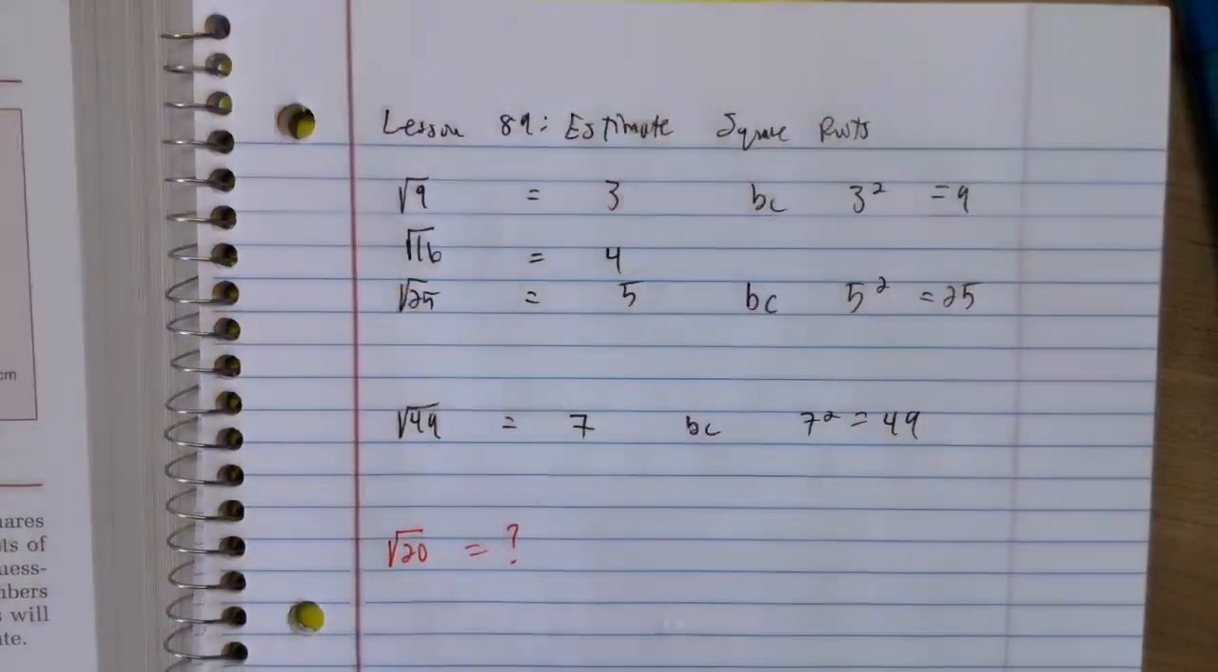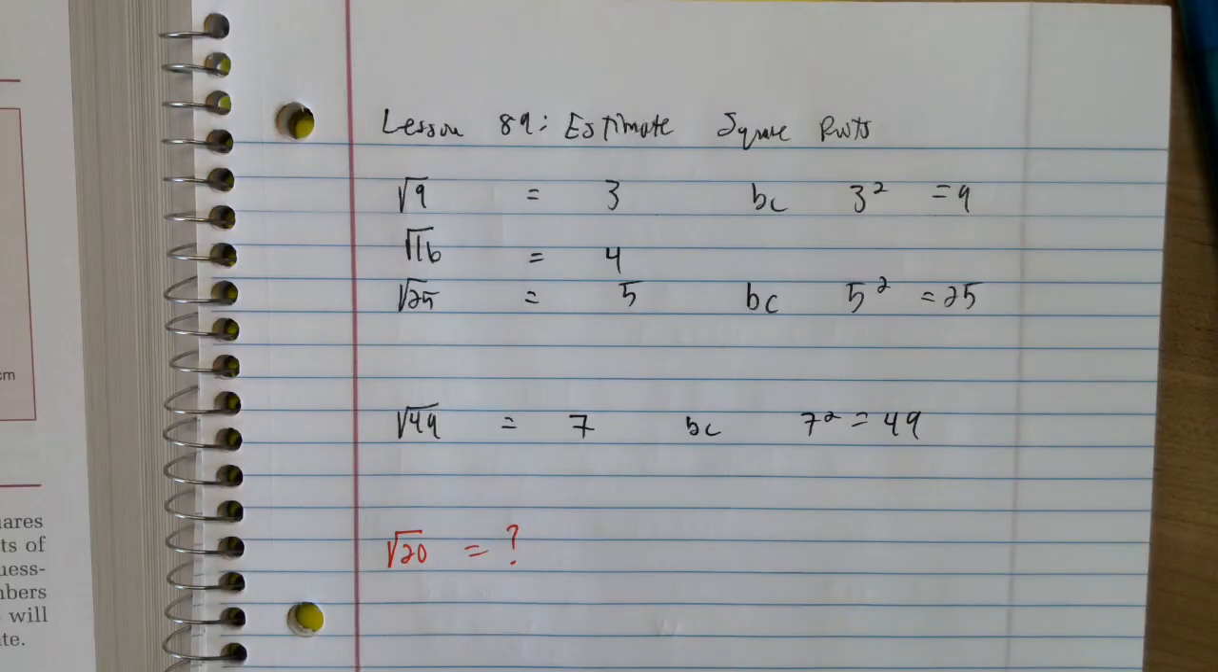The purpose of this lesson is to understand, first of all, what a square root is. It's a number that can be squared to produce this product. And second of all, the square root of 20 is not a whole number, but we can estimate that it is between 4 and 5. Why? Is it 4.5? No. Is it 5.4? No.